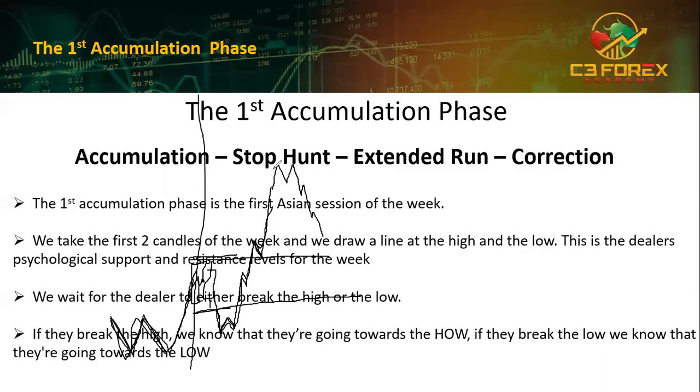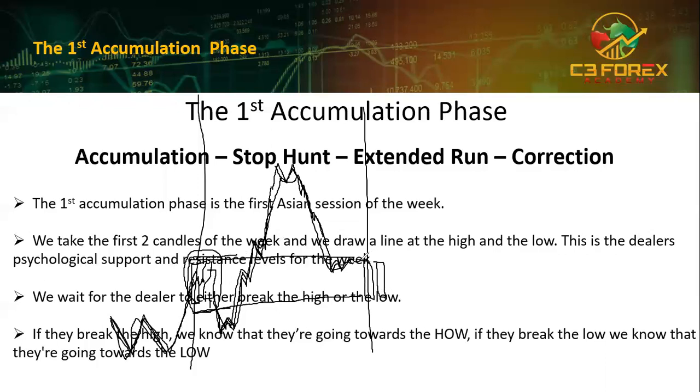All right. Sometimes when the dealer hit the high, they'll correct all the way back inside of the range made from your first accumulation phase of the week. They'll close the week right here and then start it again. So you have your accumulation, stop pump, extended run, correction. This is your weekly cycle. All right. These 2 candles right here is what we are focused on. All right. So that's a buy setup.